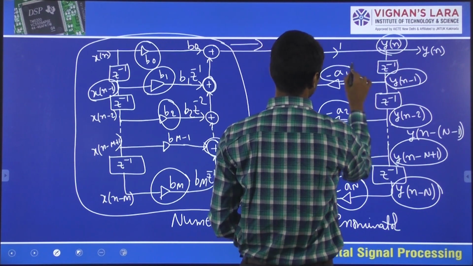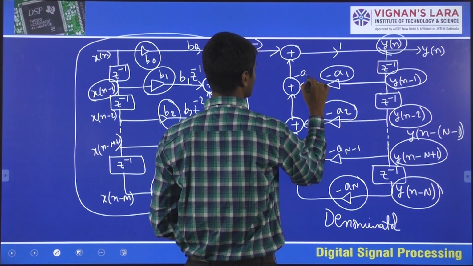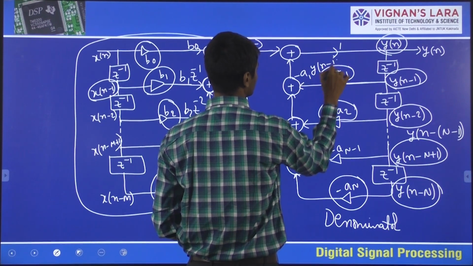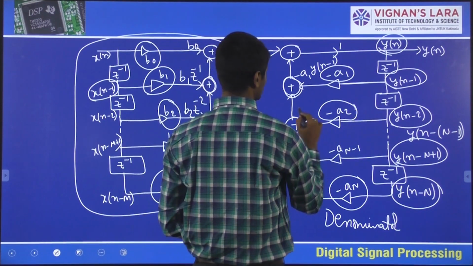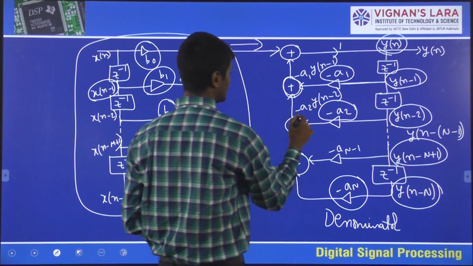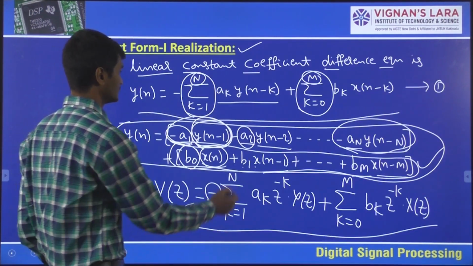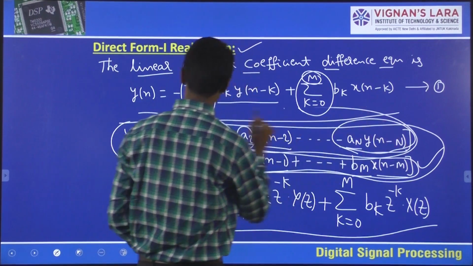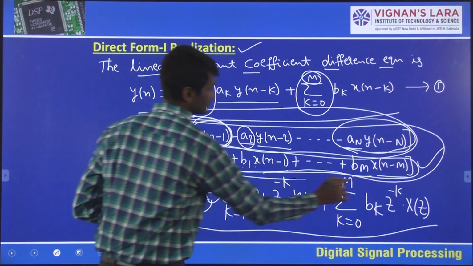Y of n minus 1 into a of minus a1, that is minus a1 into y of n minus 1, coming here for this summation. Next, minus a2 y of n minus 2 is coming here. So all are adding, like this one. All these terms are added, and this entire term is added with this one.